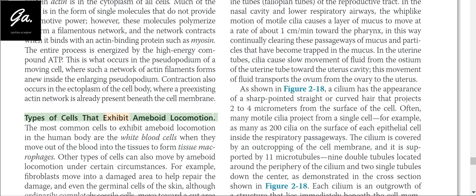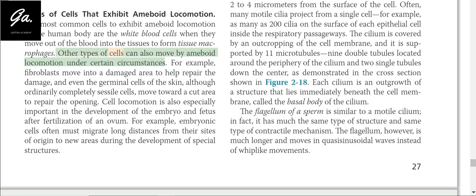Types of cells that exhibit amoeboid locomotion. The most common cells to exhibit amoeboid locomotion in the human body are the white blood cells when they move out of the blood into the tissues to form tissue macrophages. Other types of cells can also move by amoeboid locomotion under certain circumstances. For example, fibroblasts move into a damaged area to help repair the damage, and even the germinal cells of the skin, although ordinarily completely sessile cells, move toward a cut area to repair the opening.